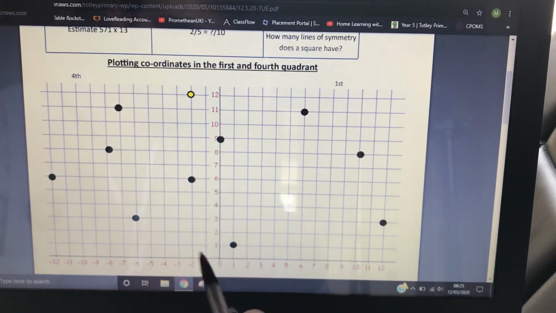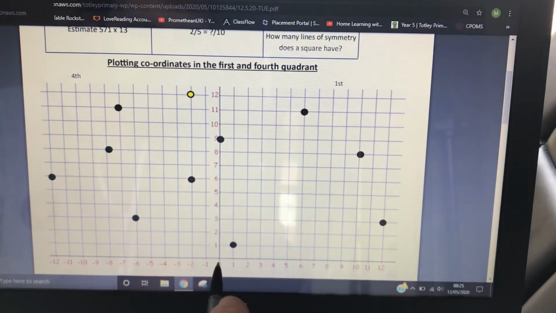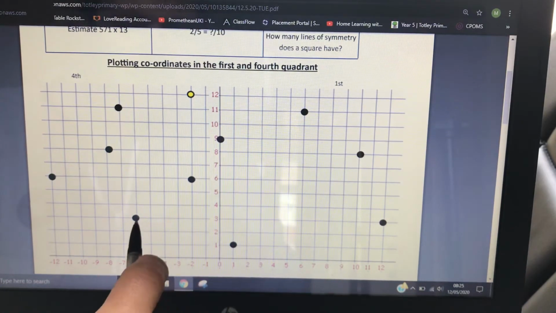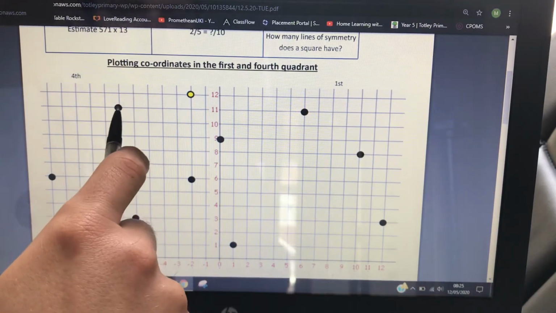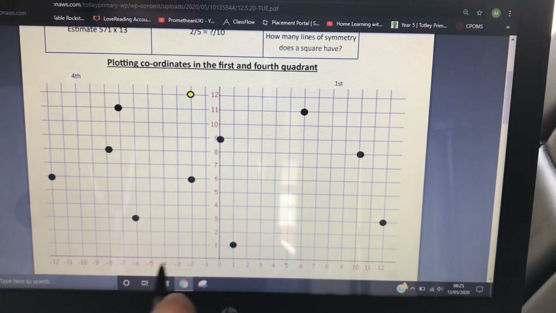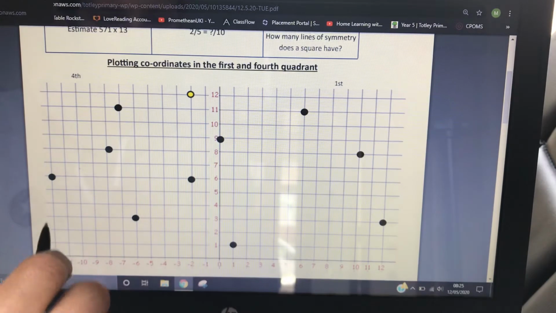This one here is also on the -2, but it is -2, 6. Then we've got -6, 3. -7, 11. -8, 8. And then -12, 6.